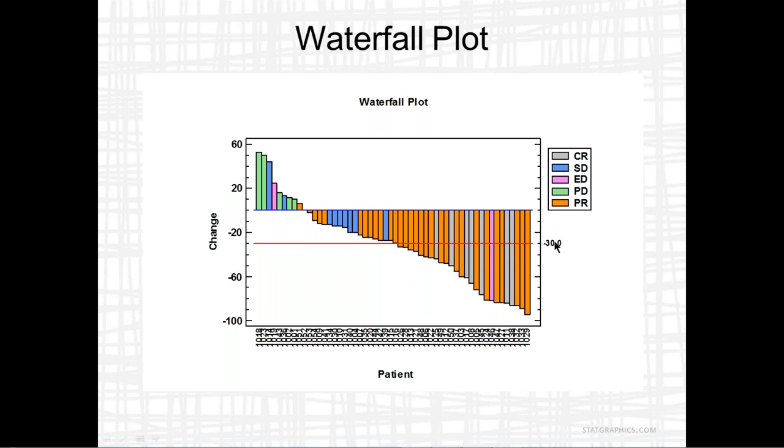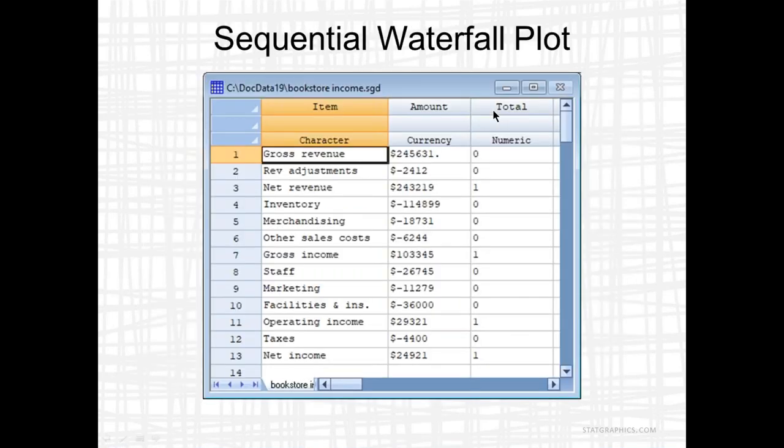Now, it's not a complicated plot mathematically, but there's quite a bit of information in that plot, and obviously it does look somewhat like a waterfall. Now, it's called ordered because the data have been sorted from, in this case, largest to smallest. Another type of waterfall plot would be a sequential waterfall plot.